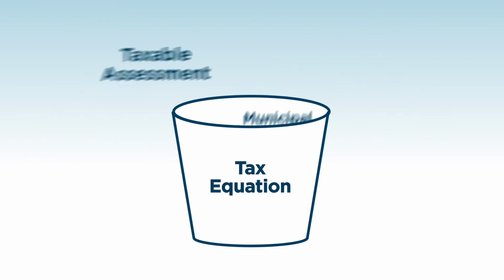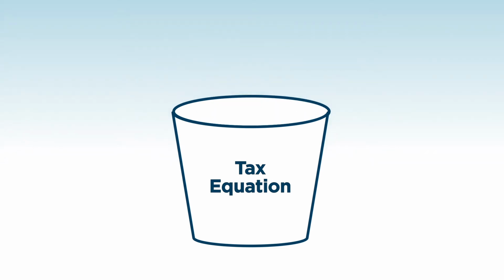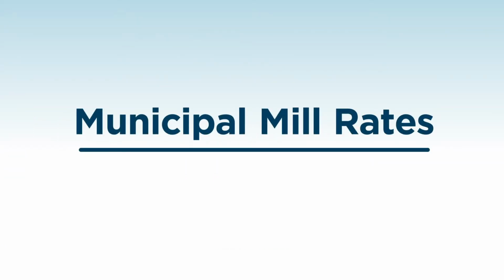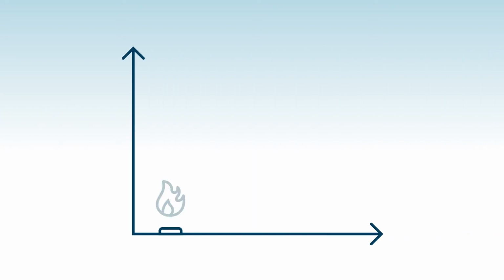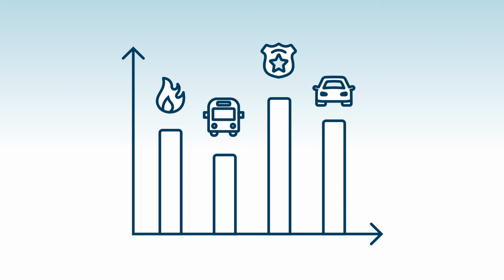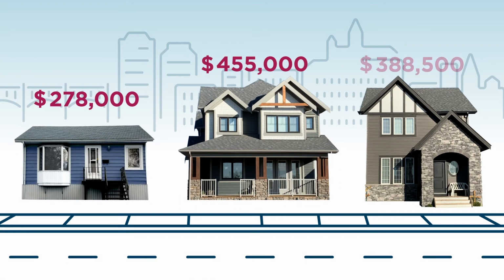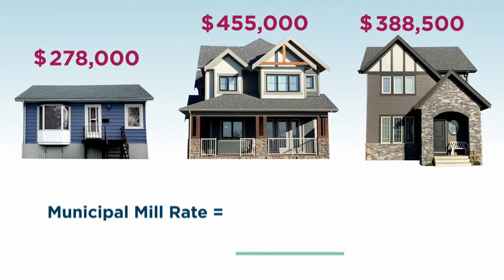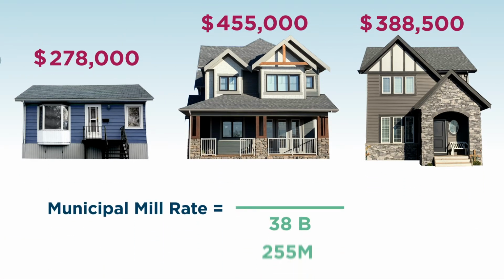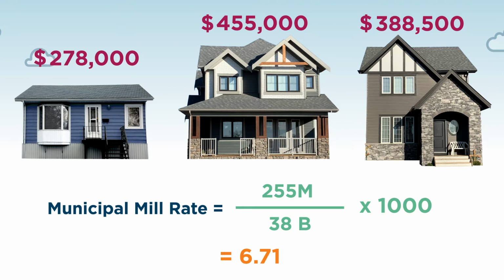To help understand reassessment, it's also important for us to explain a term called the mill rate. The City of Saskatoon's mill rate is calculated by first identifying how much property tax revenue is needed for the city's budget. The amount of tax revenue required is then divided by the taxable assessment. So, let's say the total value of 70,000 properties is about $38 billion, and the city needs $255 million in property tax revenue for its budget. That results in a mill rate of 6.71.